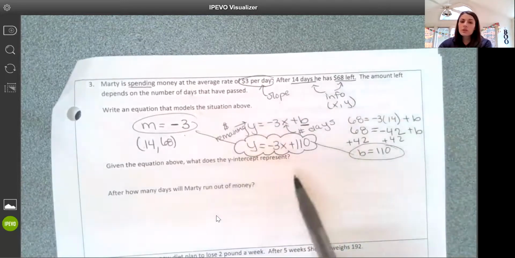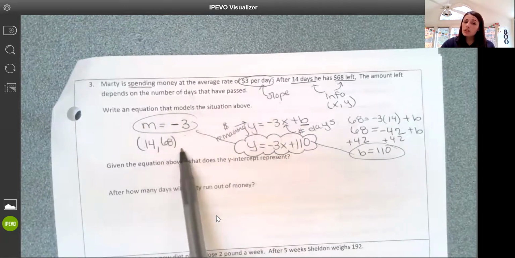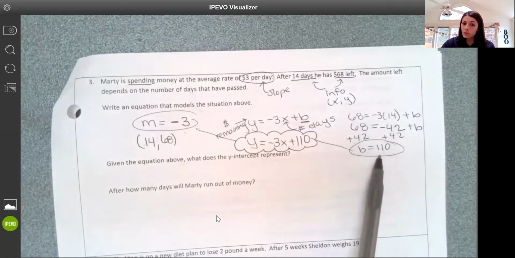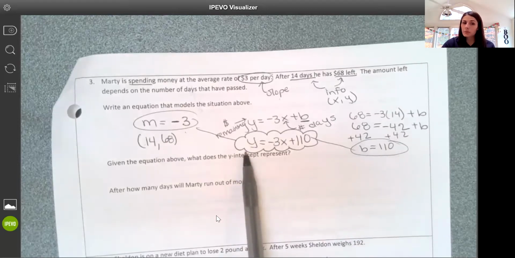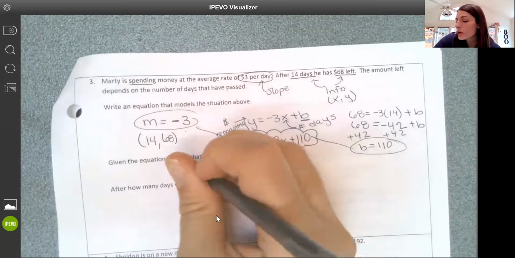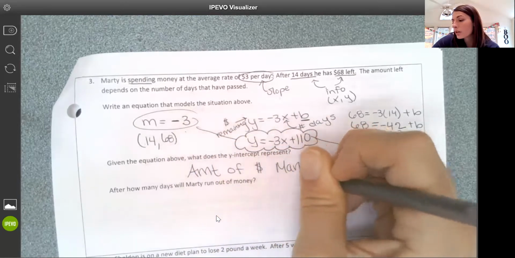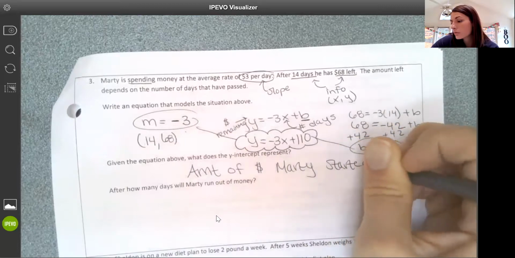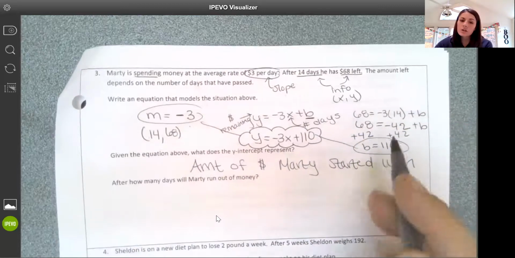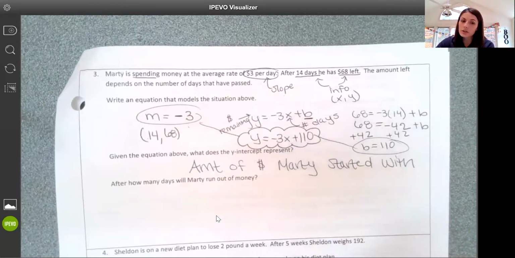Okay, so this problem was different because it didn't just give me slope and y-intercept so I could make a line. It gave me slope and some information that I can use to find my y-intercept and get my line, okay? Then it says, what does the y-intercept represent? Well, just like we listed on the first page, it's an initial amount. So in terms of this equation, it's the amount of money Marty started with. Okay, and then he started spending $3 a day. 14 days later, that $110 became $68 and so on.